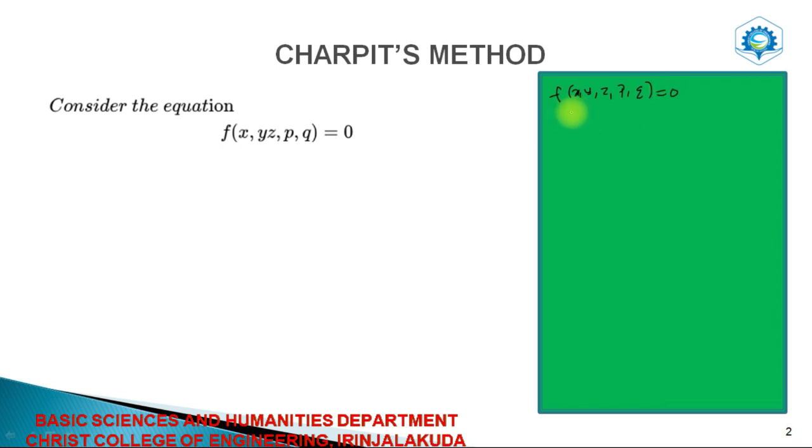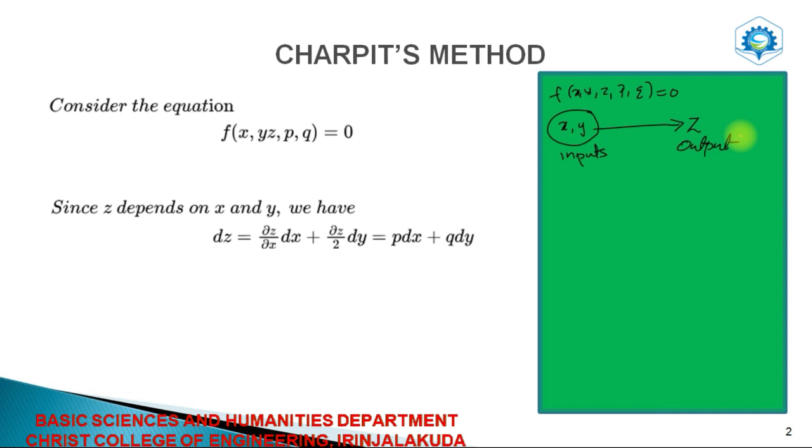So here f of x, y, z, p, q equal to 0 is our equation. That simply implies we have a partial differential equation involving x, y, z, p and q. Now what about this x and y? x and y are our input variables and z is our output variable. So these two are the inputs, z is the output variable. That means z depends upon x and y.